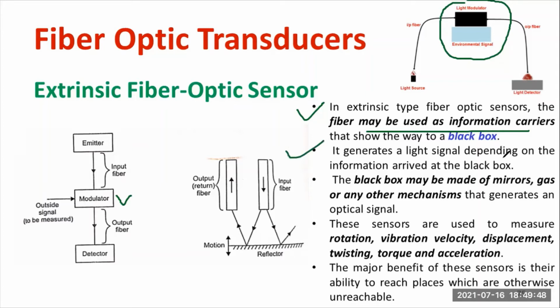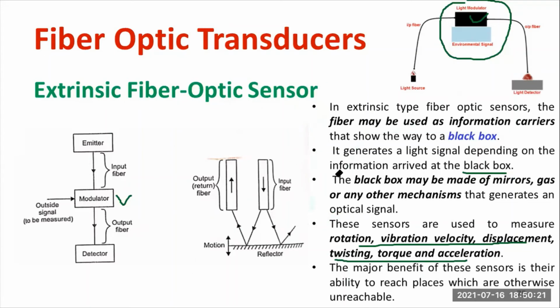It generates a light signal depending on the information arriving at the black box. That is very clear in the diagram. The black box may be made of either a mirror or glass having a high refractive index. These sensors are used to measure rotation, vibration, velocity, displacement, torque, etc. Very easily we can measure them. However, the duty of the fiber optic is to transfer the information. It just passes the light signal. That is the main duty of the fiber optic in this context.